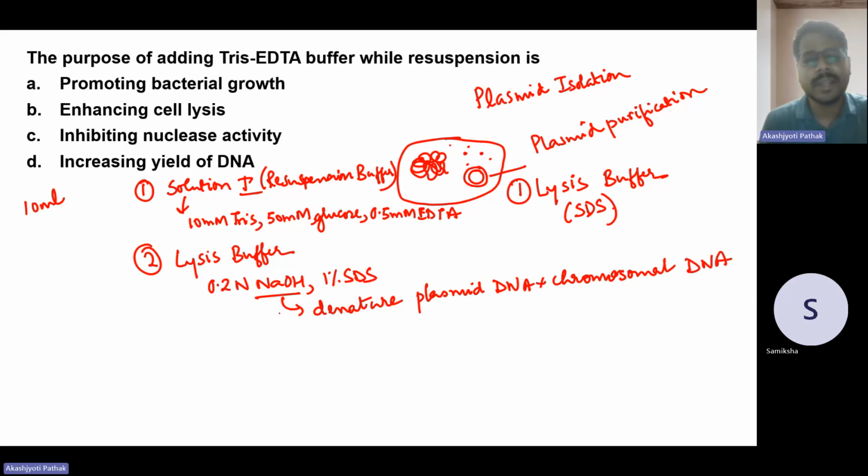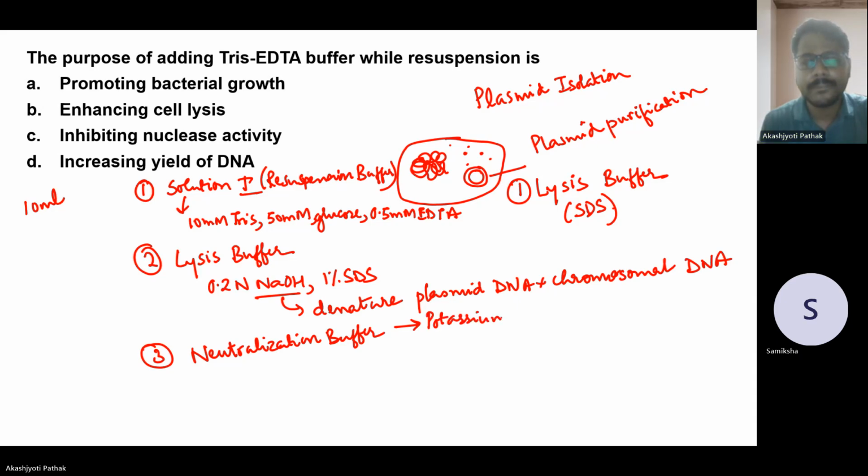So it denatures both the plasmid DNA and chromosomal DNA. Now in step number 3, you add neutralization buffer. Okay, so in the neutralization buffer, what is present? What are the components? There is potassium acetate and there is acetic acid.